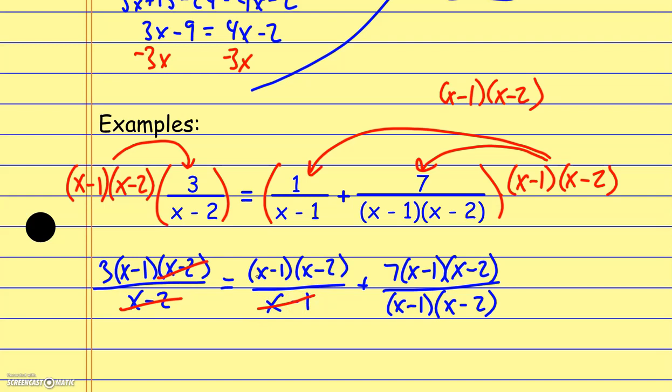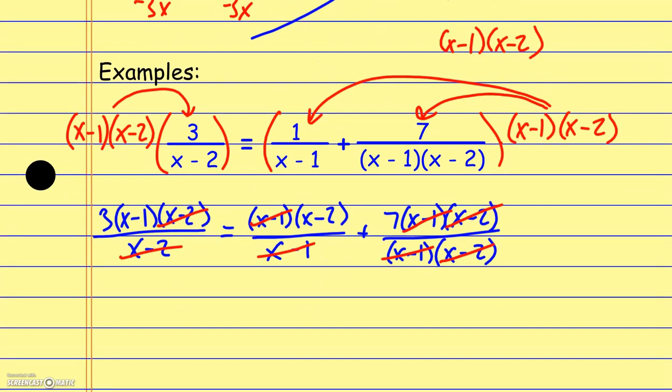The next one, the x minus 1's cancel. The next one, the x minus 1's and the x minus 2 cancel. So watch what happens. Look at what I'm left with. Notice this first one is no longer going to be a fraction. I'm only left with a 3 times x minus 1 equals. Over here, this next fraction, I'm only left with the x minus 2. Plus, the next fraction, I'm left with a 7, and that's it.